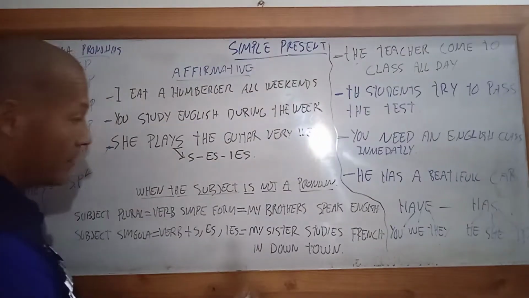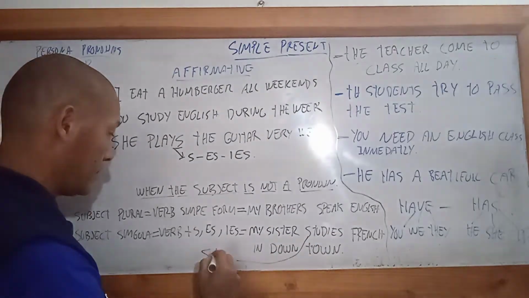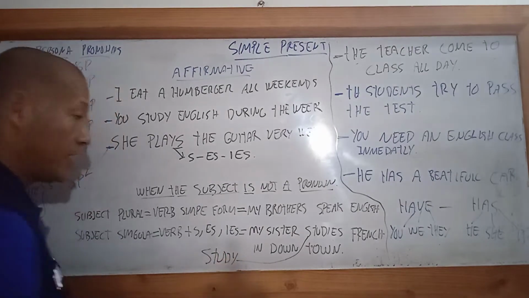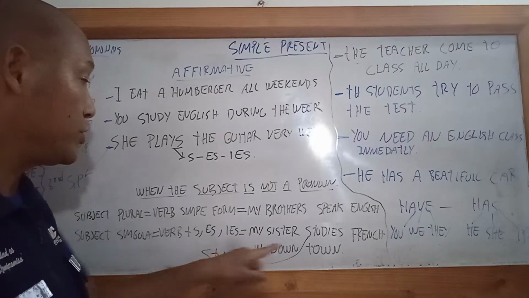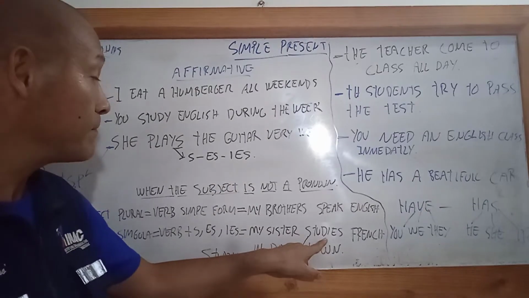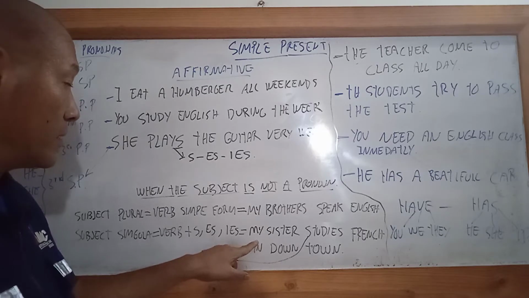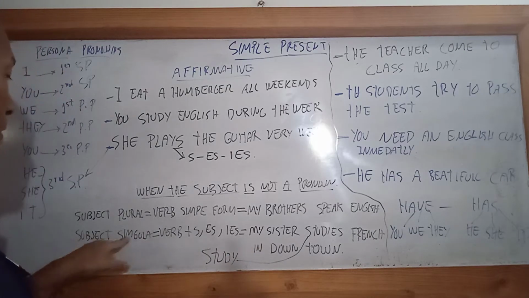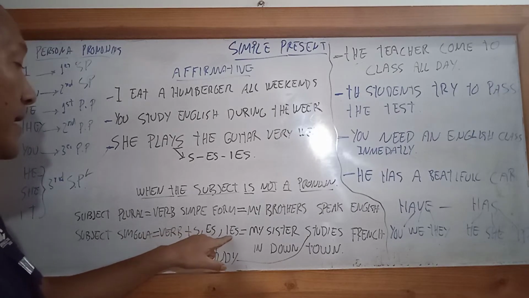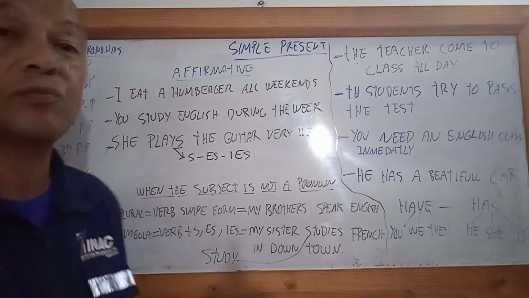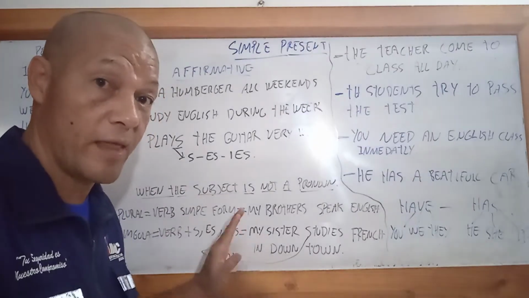What happened? The verb study, in a simple form, the verb study changes to studies because the subject is singular. According to this, when the subject is singular, you have to add s, es, or ies to the verb. Okay? Be careful with that grammar. Okay?